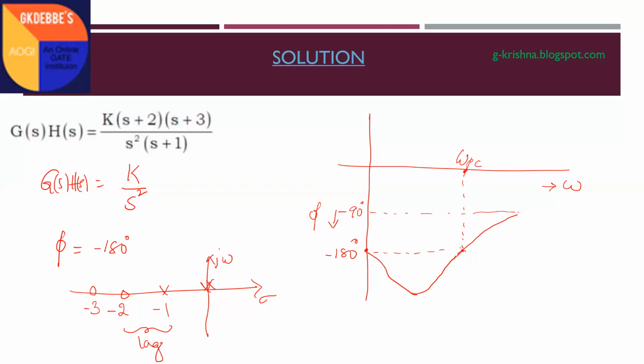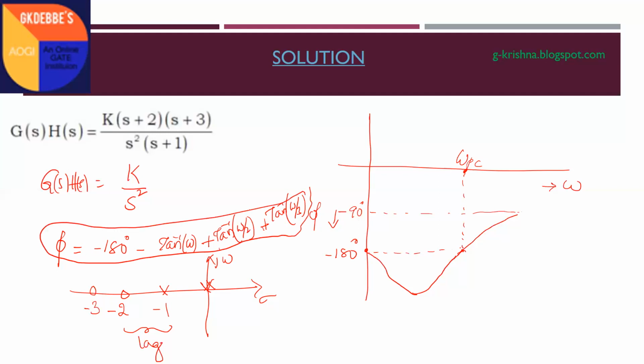I can write the phase angle of your given open loop transfer function also like this: minus tan inverse of omega, plus tan inverse of omega by 2, plus tan inverse of omega by 3. In this phase angle, if you substitute omega equal to 0, definitely we will get the angle as minus 180 degrees. If you substitute omega equal to infinity, you will get minus 180, minus 90, plus 90, plus 90, which will give minus 90 degrees.